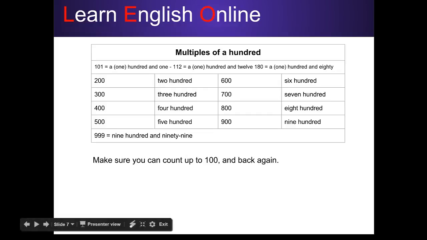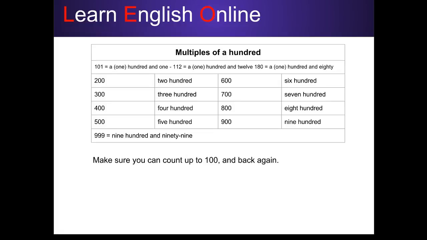Now make sure you can count up to 100 and back again. 100, 99, 98, 97, 96, 94, 93, 92. Oh, I missed one. 95. 95, 94, 93, 92, 91. You know the next one? 90. Then 89, 88, 87, 86, 85, 84, 83, 82, 81, 80, 79, 78. You get the idea. Okay.